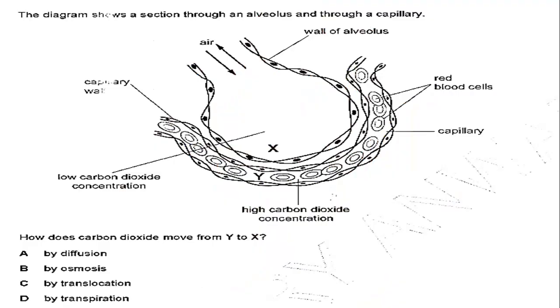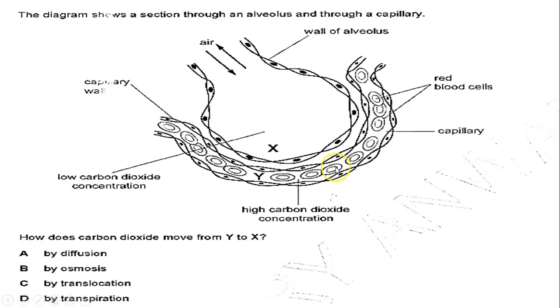Let's answer some questions. The diagram shows a section through an alveolus and through a capillary. Alveolus, these are the air sacs that are found in our lungs, where gas exchange will happen. They get filled with air coming from the outside, and they have capillaries, blood capillaries. These are very thin blood vessels that contain a lot of red blood cells. And as we learned before, red blood cells, they carry oxygen to all of our body. So the blood coming from all the parts of the body contains a lot of carbon dioxide as a result of the cellular respiration, and it needs oxygen.